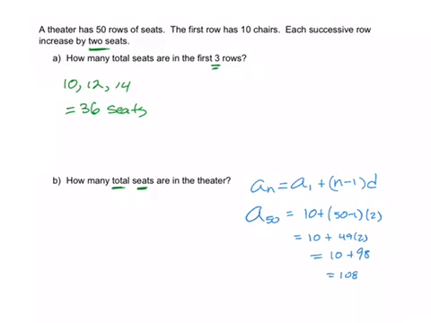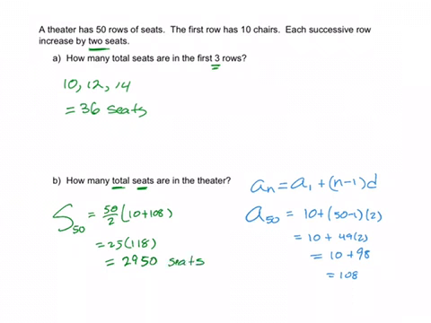So now I'm going to find my sum of the first 50 rows, or the 50 rows of the theater. So I have 50 divided by 2 times 10 plus 108. So that's 25 times 118. So 25 times 118 is 2,950 seats in that theater. And that's it.